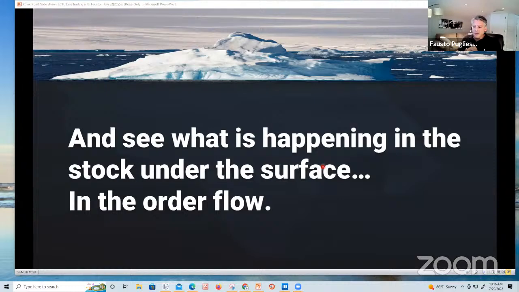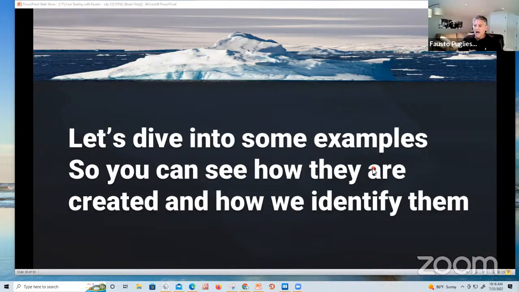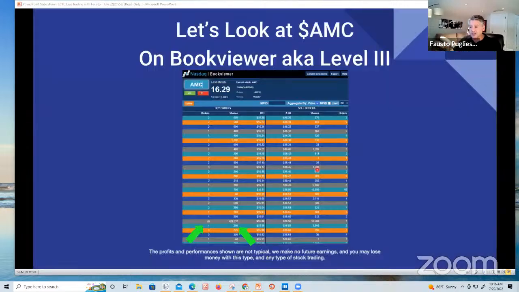So let's look at a couple of other things, specifically order flow. This is something you could use, so understand what order flow is. It's the orders that are out there. And I want to dive into a couple more examples and show you how to identify what they actually are.